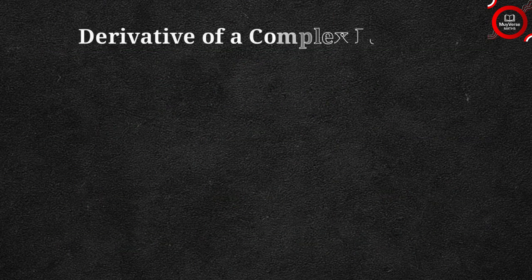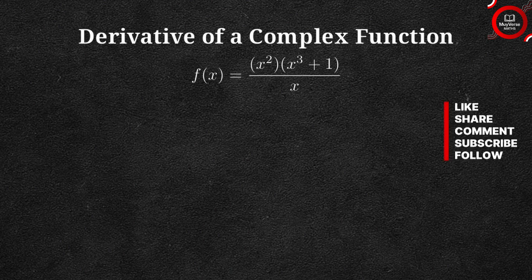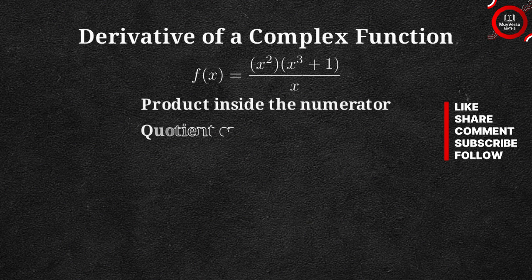Next. More complex function. We'll keep the work clean and step by step. Here is the function. F of x equals open parenthesis x squared close parenthesis times open parenthesis x cubed plus 1 close parenthesis, all divided by x. First, identify the structure. We have a product in the numerator, and the whole thing is a quotient.